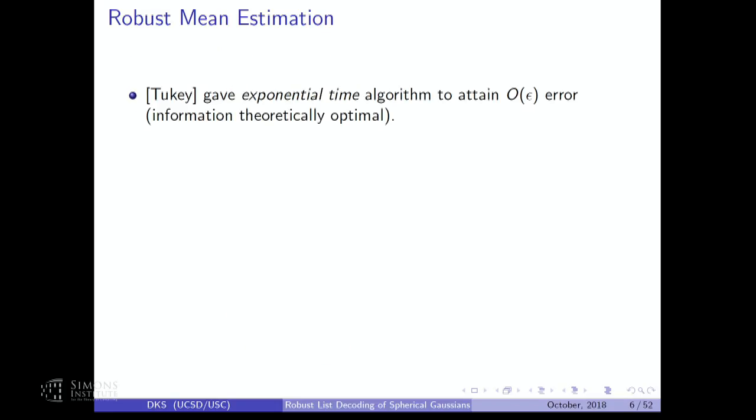Now, this problem is substantially more difficult. So Tukey in the 60s or 70s, I think, gave what amounts to an exponential time algorithm to get O of epsilon error. And it's not hard to show that in terms of error rate, that's information theoretically optimal, at least up to constants. And there are various polynomial time algorithms that give error O of epsilon square root of n. But for a long time, these were the only types of algorithms known. Exponential time or bad error.